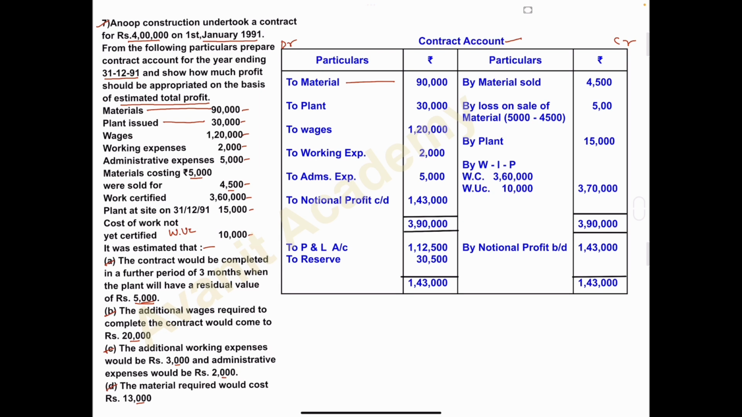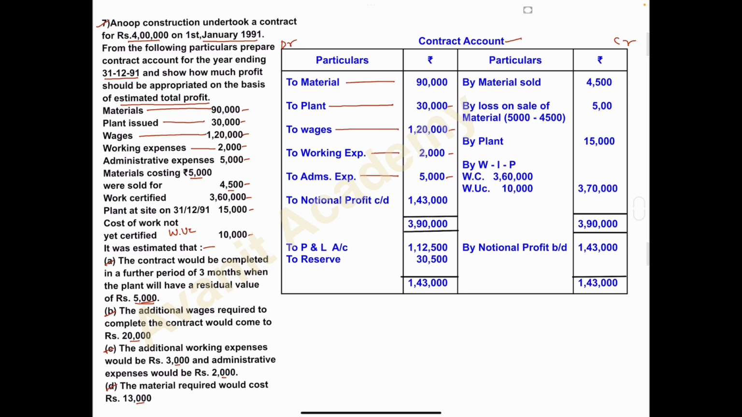Plant issued. Right, on the debit side, to plant 30,000. Wages. To wages 1,20,000. Okay, all the expenses we have to take on the debit side. Working expenses 2,000. To working expenses 2,000. Administrative expenses 5,000. To administrative expenses, amount is 5,000.